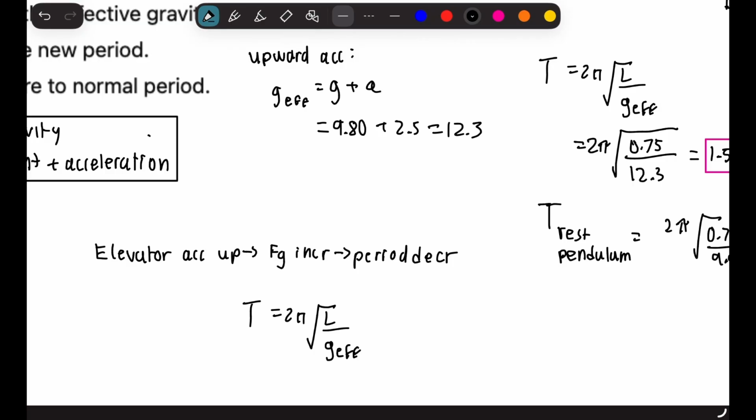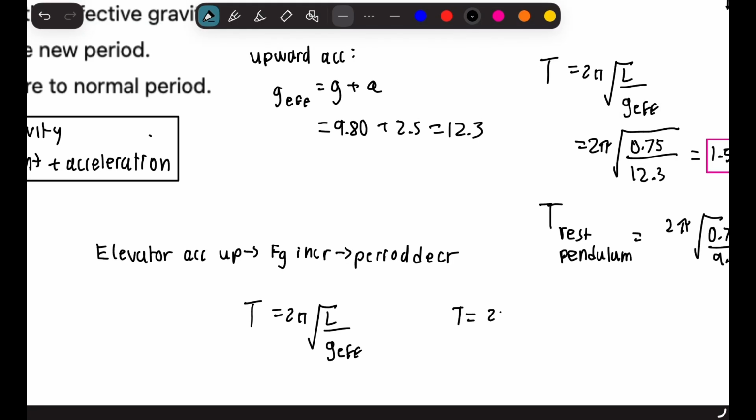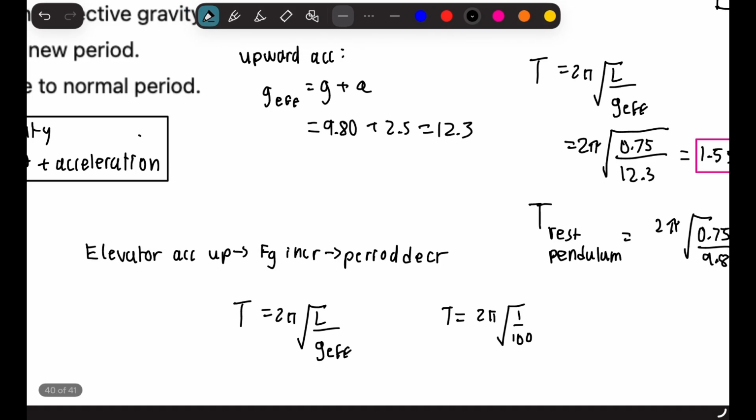So let's say you have a really large Fg. That means that your L, you're going to divide a number by your gravity. So you have T is equal to 2 pi, and you have 1 over 100. So that's going to be the root of a really small number. You're going to have the square root of 1 over 100. That's going to be a super small number. And you're going to multiply that by 2 pi. 2 pi is going to stay the same. So overall, your T is going to decrease when that happens. So that's why we can say that these are inversely related. Period and gravity are inversely related.